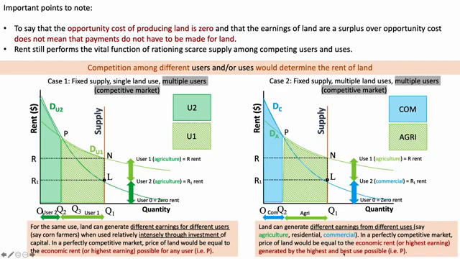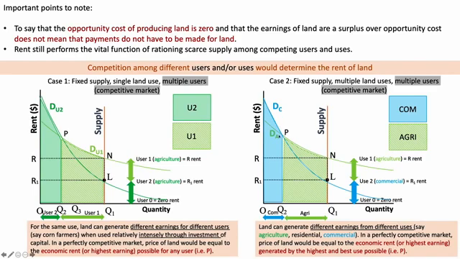So in this case, land can generate different earnings from different uses, say agriculture, residential or commercial. And in a perfectly competitive market, the price of land would be equal to the economic rent, or the highest earnings generated by the highest and best use possible. Here the point of intersection P is the point where the use of land changes.